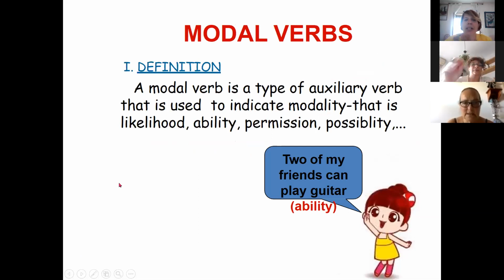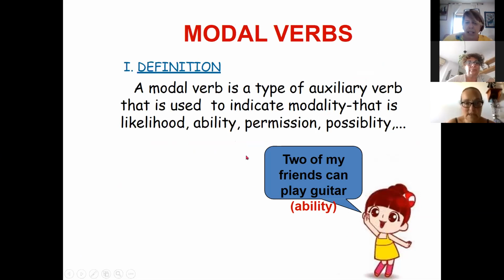Definition. A modal verb is a type of auxiliary verb that is used to indicate modality, that is likelihood, ability, permission, possibility. Okay? What is likelihood? Likelihood is a modality, the same as ability, permission.